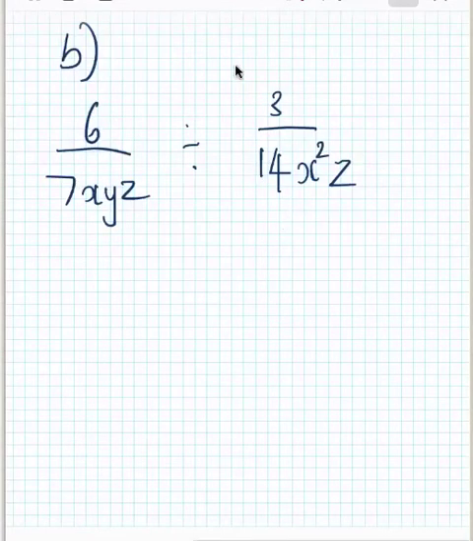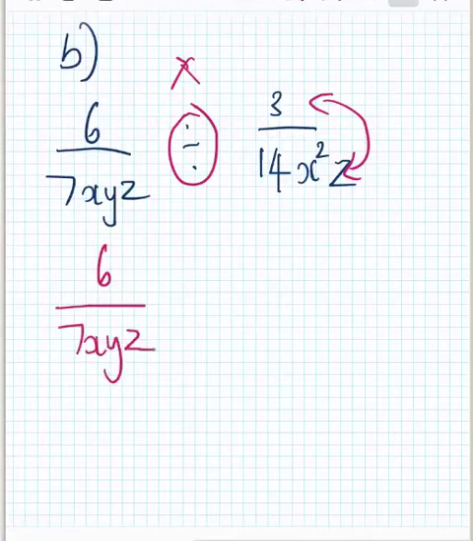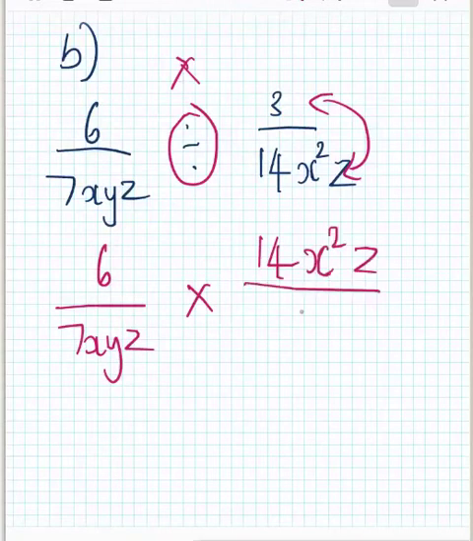Our next one, you notice we have division and we're dividing fractions. Your first step is, whenever you see division and fractions, we need to turn this to times. And we know how to do this. You just flip or swap this side here, the right hand side. So we end up with 6 over 7xyz, that's the same, times 14 is now up here, x squared and z over 3.